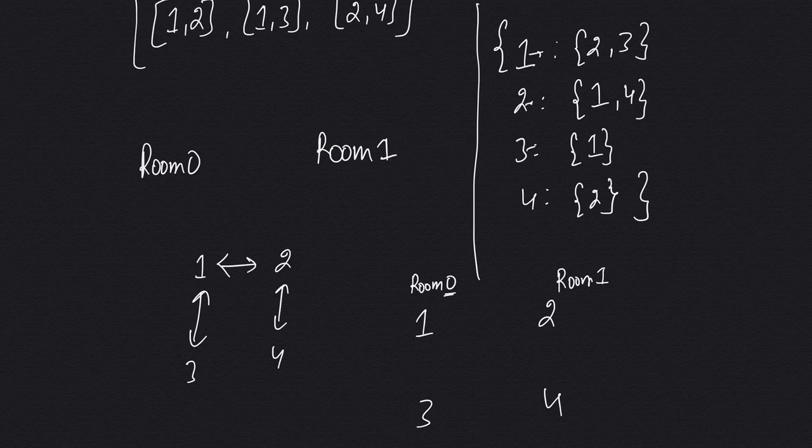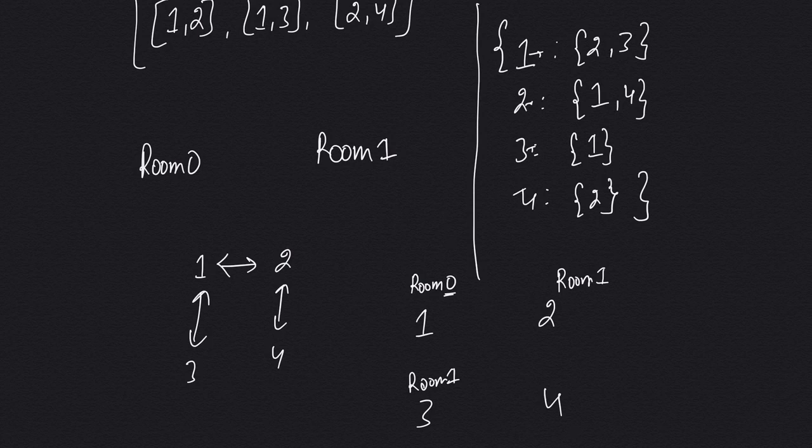So I come to 3. I ask 3, hey, could you tell me with whom you don't want to live? Then he says, I cannot live with 1. So we cannot assign room 0 to 3. So the only option we have is room 1. I come to 4. I will ask 4 and he will tell that hey, I cannot live with 2.